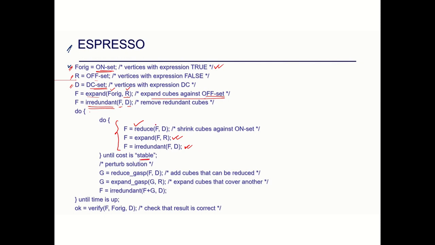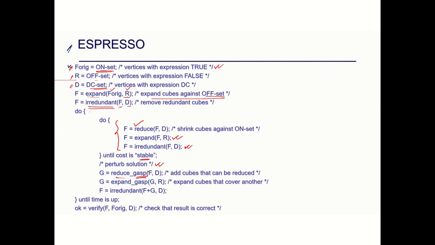From here it is possible that we get a minimal or local minimum position, so we'll keep this value stored inside. Then we'll do some perturbation again. How will we do the perturbation? With the help of the reduced gasp. What is reduced gasp? I'll explain, it is another function.